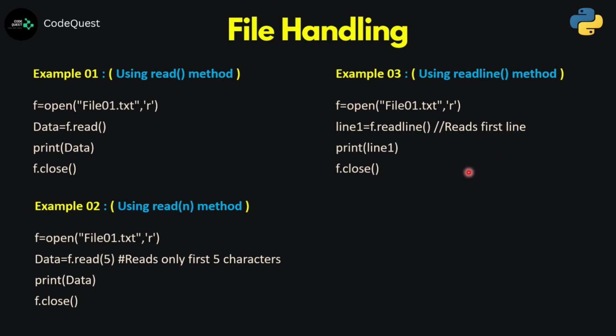Later in file handling, we will let you know how exactly the file pointer can be placed at a particular point so that a particular line can be read. But as of now, because when you open a file in read mode the file pointer will by default be at the first character of the entire file, readline is going to fetch us only the first line present in that particular file.